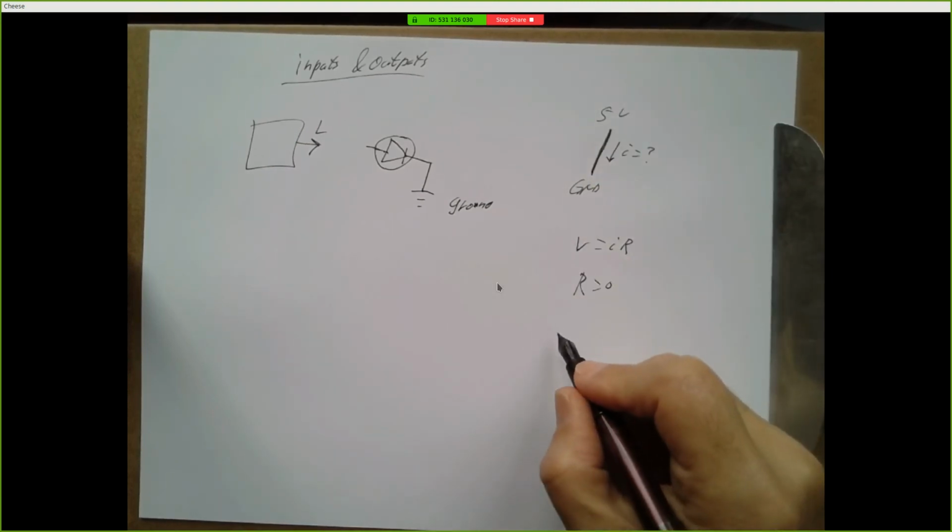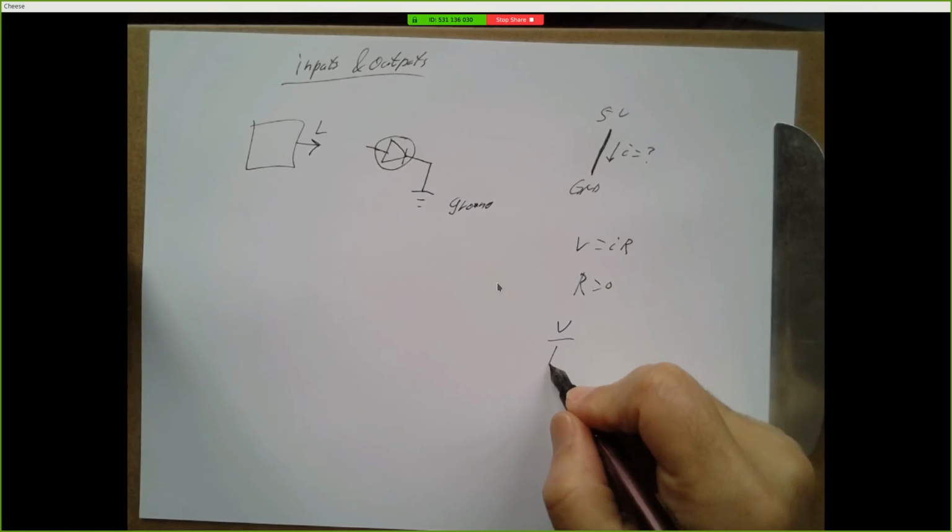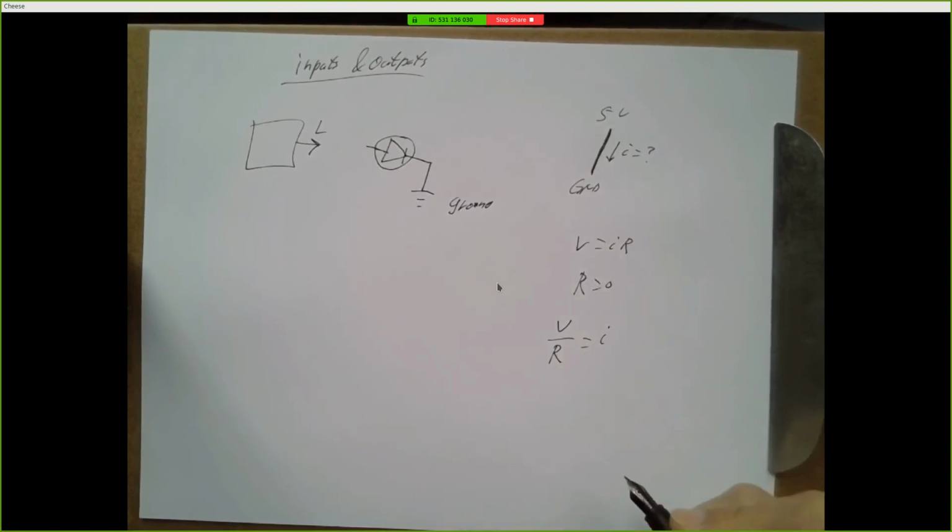So if we have 5 volts and we divide it by the resistance, we should get the current. Well, if we have 5 volts divided by 0, what's 5 divided by 0? I won't tell your math teacher. Undefined. Yeah, it's undefined, but it's something really, really big.